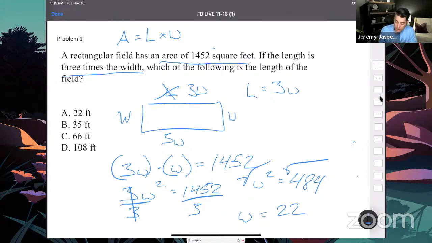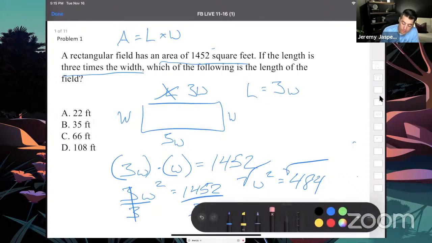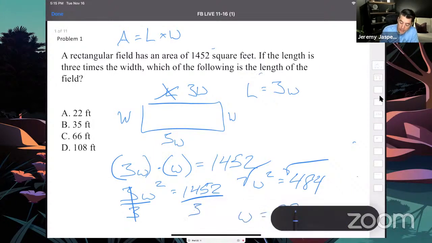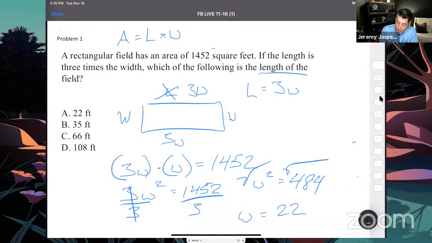The variable is 22. But the question asks, okay, so remember the last sentence, it's usually 99% of the time the question they're looking for. We want to know the length of the field. Well, this is W. W means width. So 22 is not going to be our answer, even though 22 is in the answer choices.